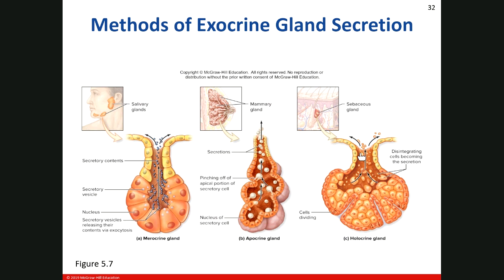So here you can see, all right, all these cells are just kind of disintegrating, and they're breaking apart and they become part of the actual secretion. All right, and in this case, the cell contents get emitted right onto the hair follicle there. Okay.